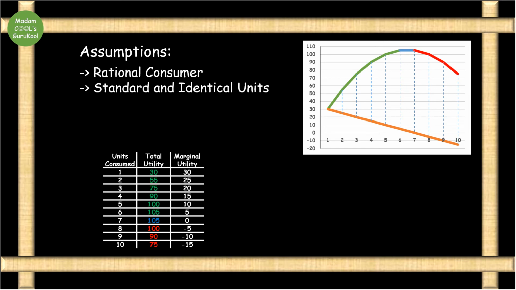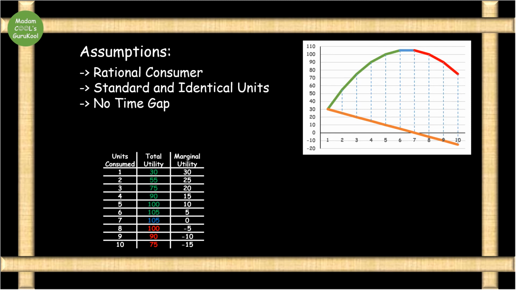The units have to be standard and identical. The units can't be too small, which if it is very tiny, even consuming 10 units will not decline the marginal utility. And if it's too big, the first unit itself will give you negative total utility and marginal utility. So the unit has to be of a standard size and all the units should be the same. It should be of the same kind, same variety, same commodity, and the size also should be the same.